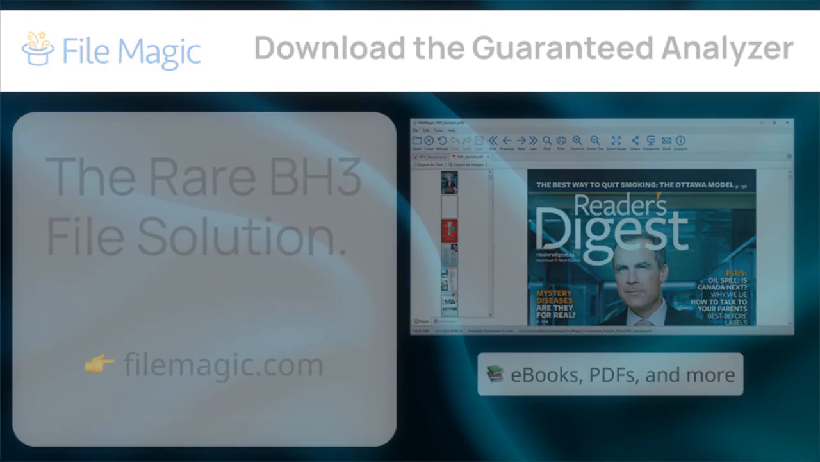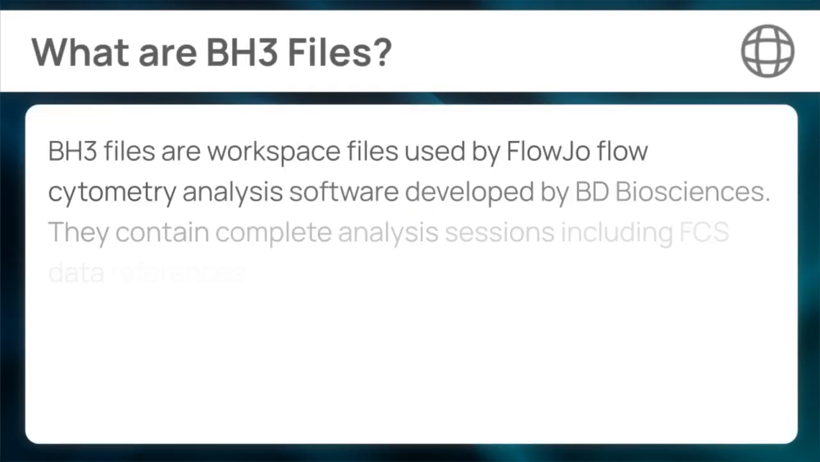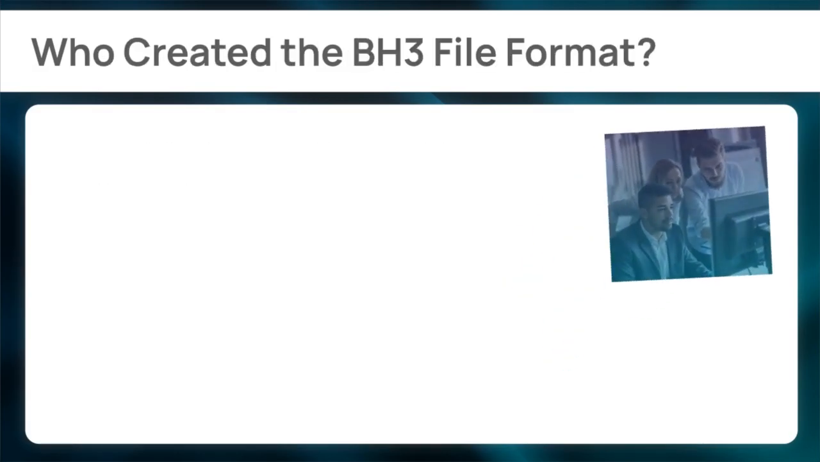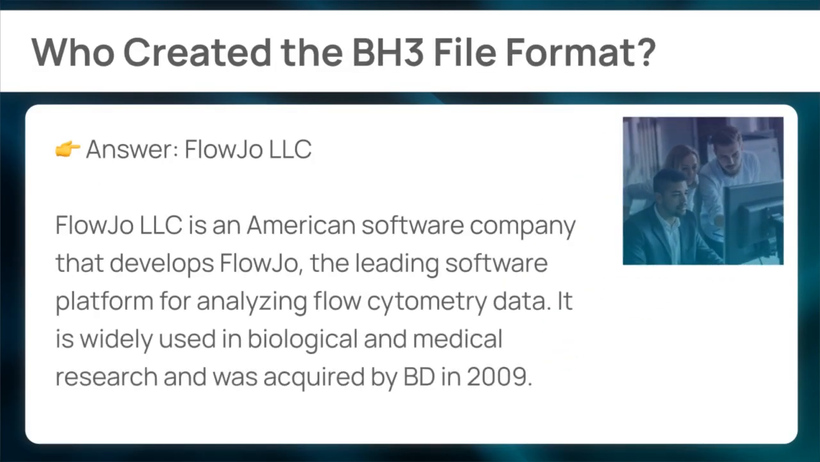BH3 files are workspace files used by FlowJo Flow Cytometry Analysis software developed by BD Biosciences. They contain complete analysis sessions, including FCS data references, gating hierarchies, statistics, tables, graphs, and report layouts, used by researchers for analyzing cellular populations in biomedical research.